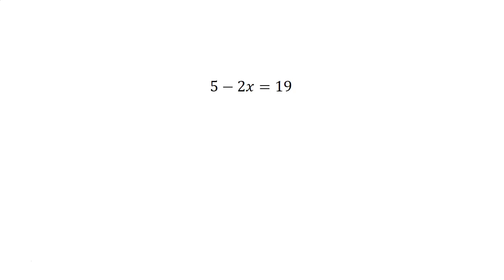This is an equation. Notice the equal sign in it. This is an inequality. Notice the less than sign. It says 5 minus 2x is less than 19.